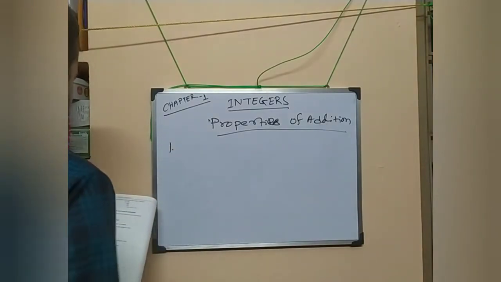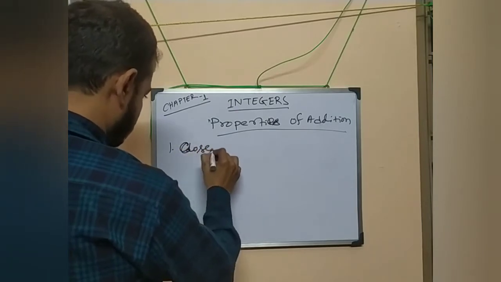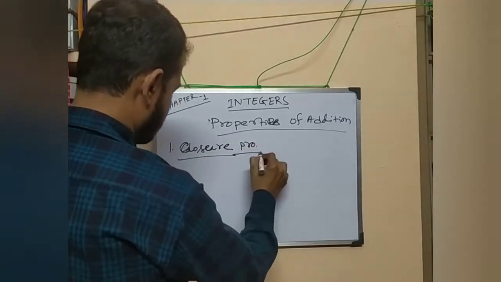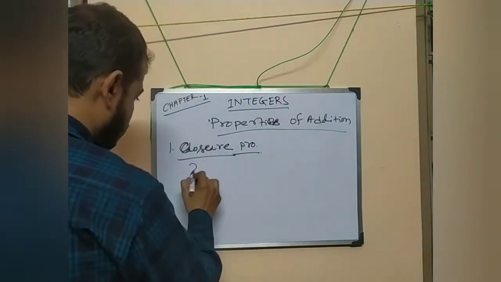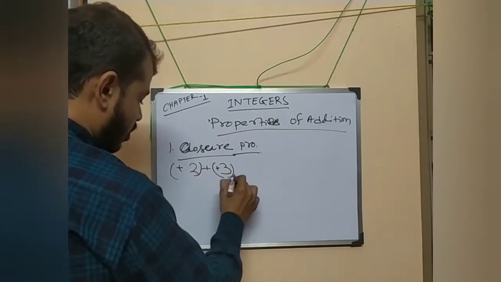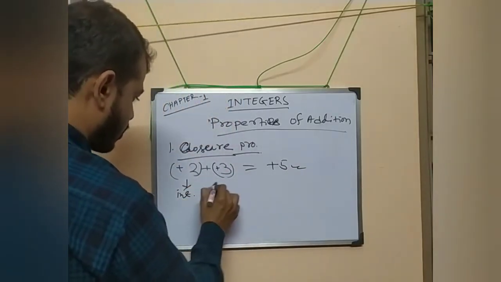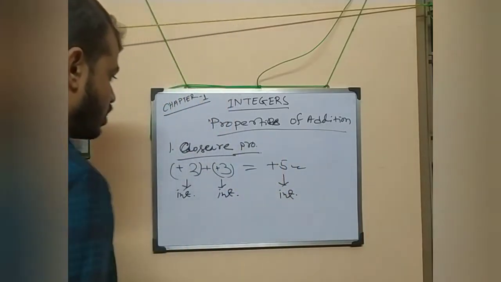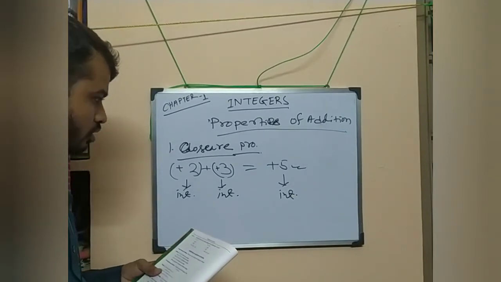First property, which is closure property of addition. Closure property. The sum of two integers is always an integer. If we add 2 plus 3, this is also an integer, and this is also an integer. If we add these two integers, then we have, this is also an integer. That means if we add two integers, the sum is always an integer.